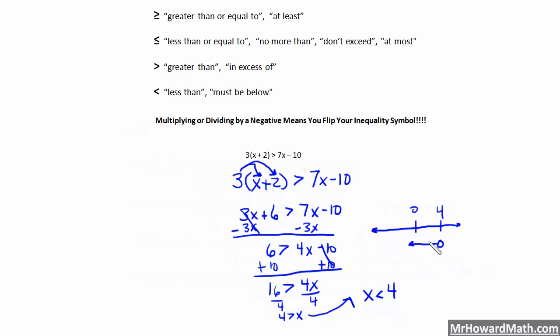Anything below or less than 4 on the number line would satisfy this, which would in turn satisfy this original statement. Any x less than 4 would make 3 times the quantity x plus 2 be greater than 7x minus 10. Make sure that you understand that. Alright, I'm going to pause it here and work this another way, just so I can show you that it doesn't really matter which side or how you move your x's and numbers around.